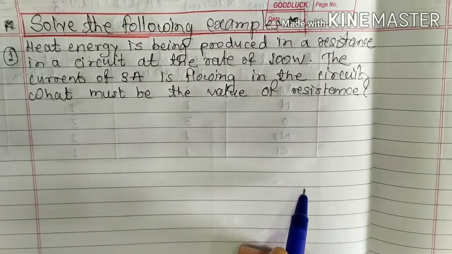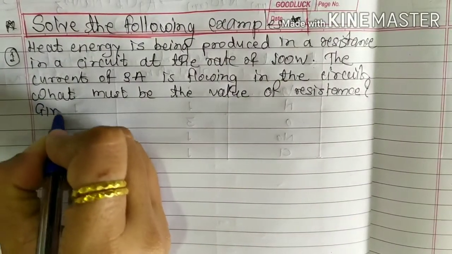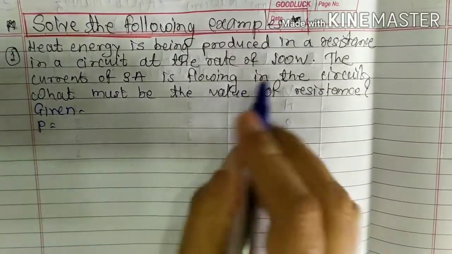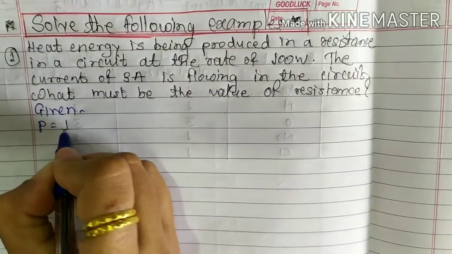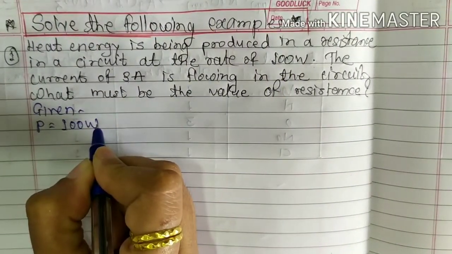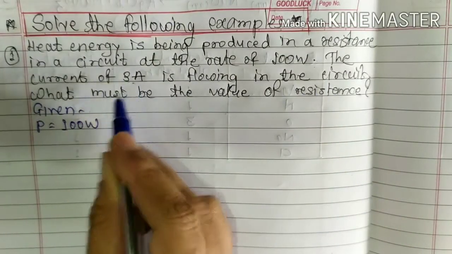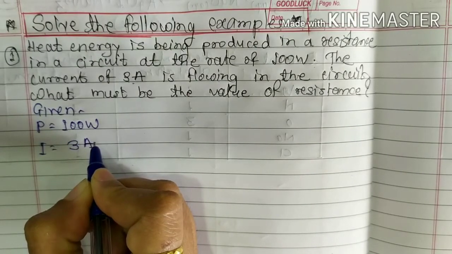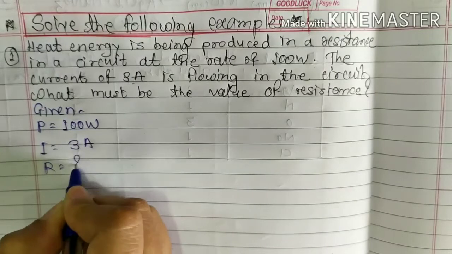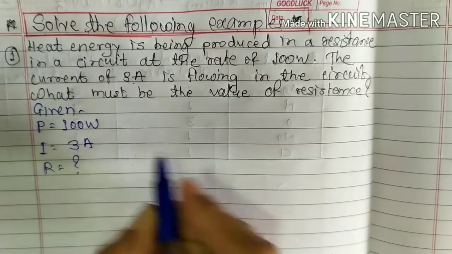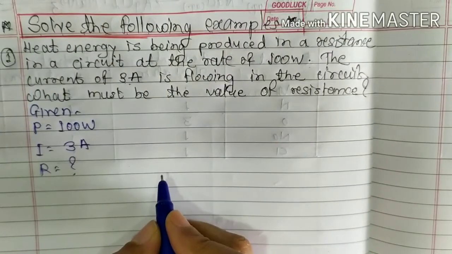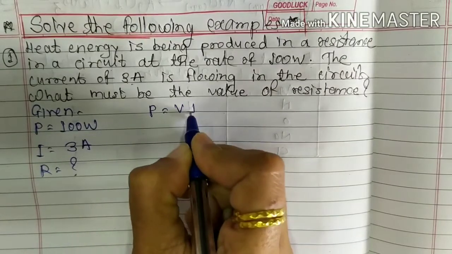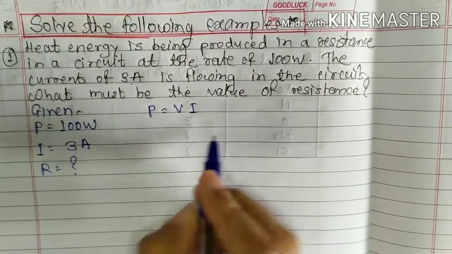Hence, what is given? Given that P is equal to 100 watt. Then current, that is I, is equal to 3 ampere and R is to be found out. Hence, see the formula for this. P is equal to V into I. That equation we are studying.